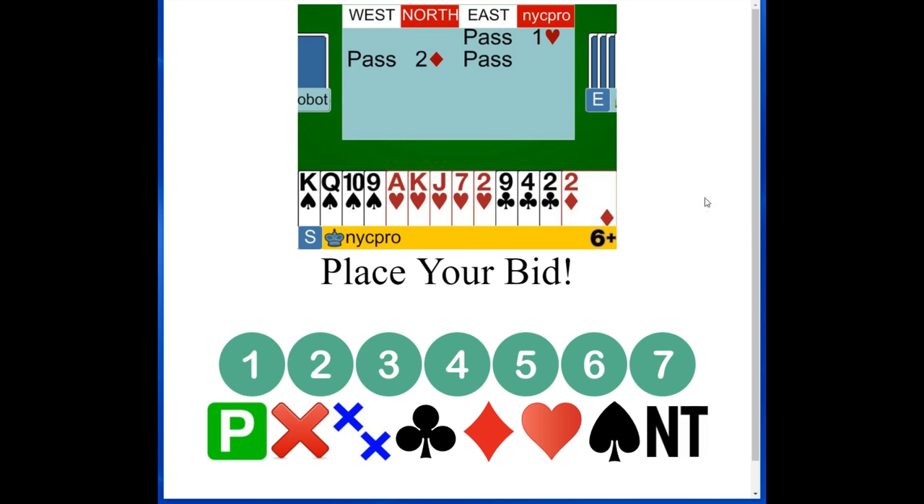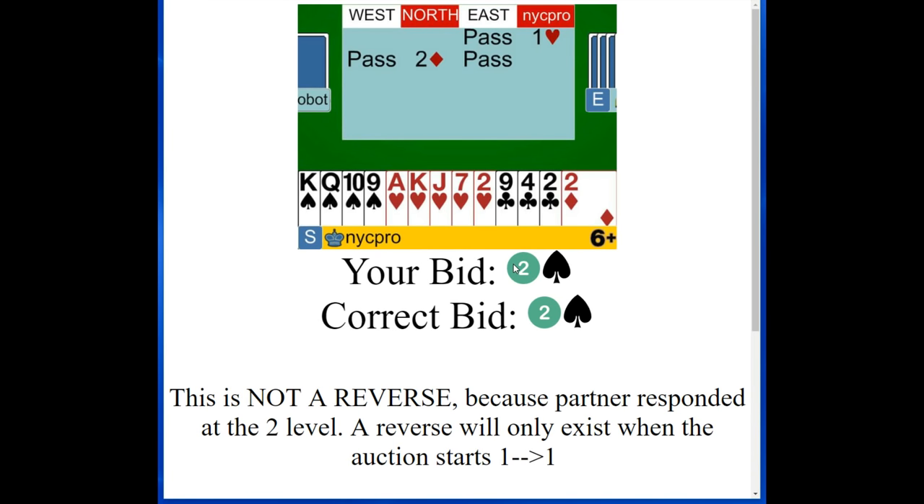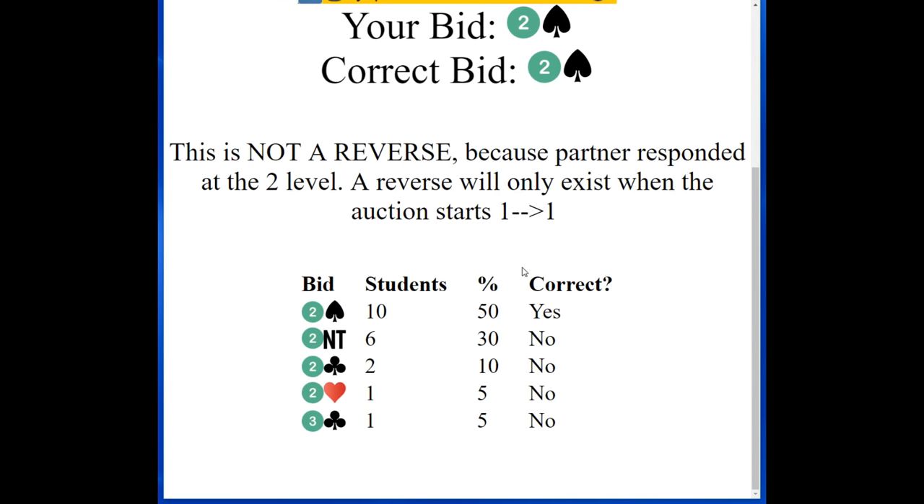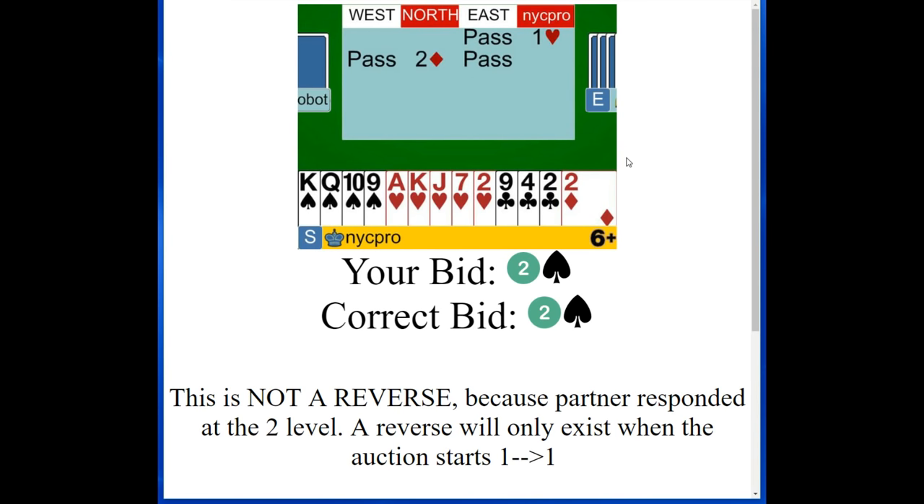All right, and let's take a look at this one. The correct bid is two spades, and the reason it's two spades is because it's not a reverse. Remember that original screen that had the actual parameters for reverse. It's going to start 1-1, meaning we're going to have opened something at the one level and our partner is going to have bid something at the one level. And then we're going to be in the two level of a higher suit. So anytime partner bids 2/1, which is what this would be, it's a game forcing auction, we're just going to bid two spades to show our shape. And again, it's not showing extra values because we're already in a game forcing auction.